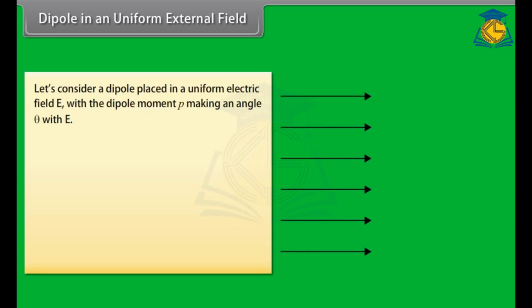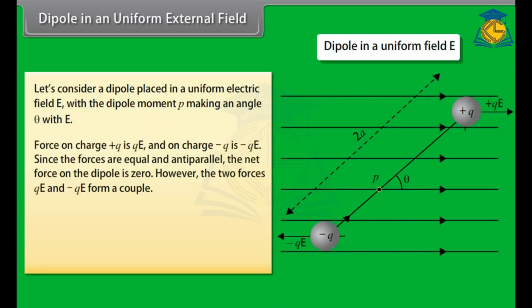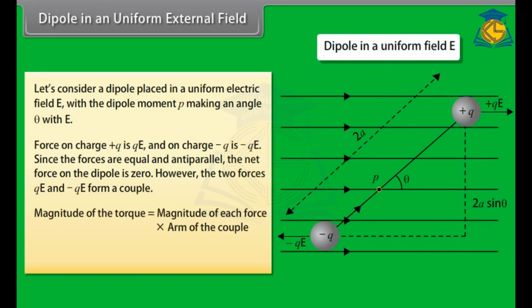Dipole in a uniform external field. Let's consider a dipole placed in a uniform electric field E, with the dipole moment P making an angle theta with E. Force on charge plus q is qE and on charge minus q is minus qE. Since the forces are equal and anti-parallel, the net force on the dipole is 0. However, the two forces qE and minus qE form a couple. Magnitude of the torque is equal to magnitude of each force times the arm of the couple. This equation can be written as tau is equal to the cross product of P and E.